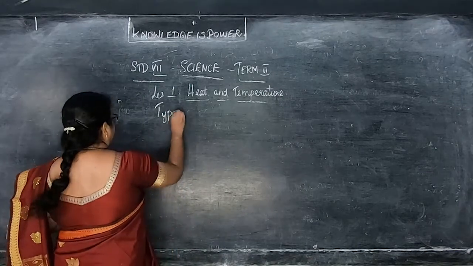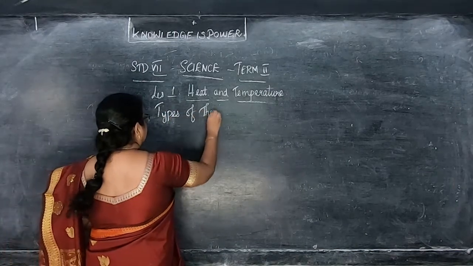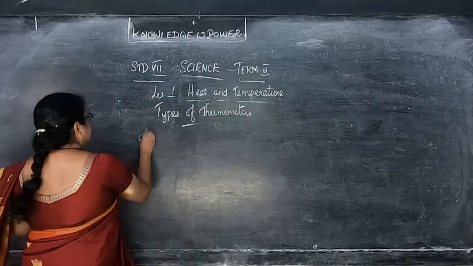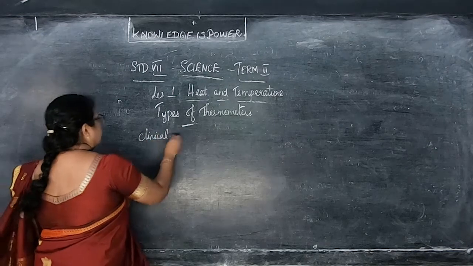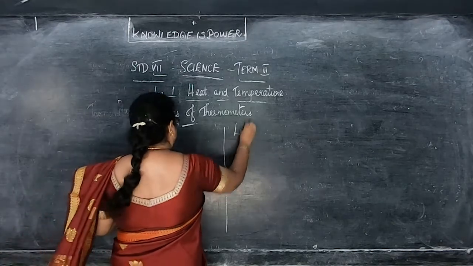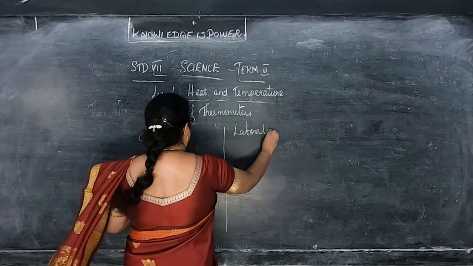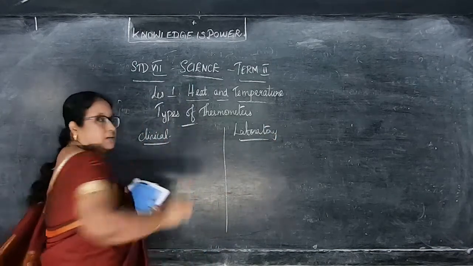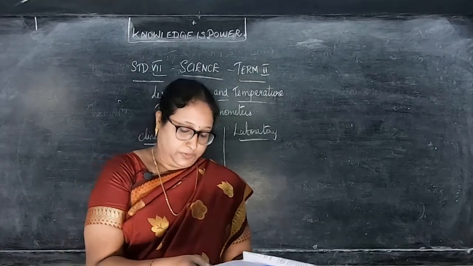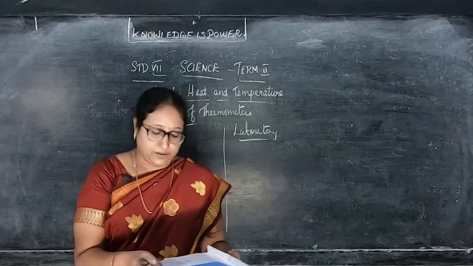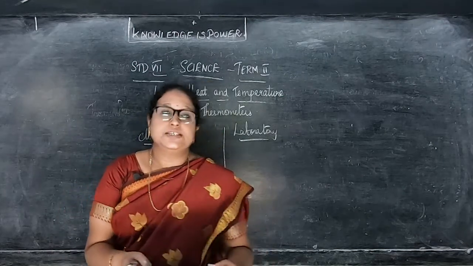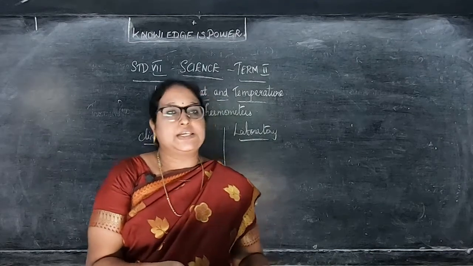Types of thermometers. Okay children, first is the clinical thermometer and another one is the laboratory thermometer. Now, the clinical thermometer. These thermometers are used to measure the temperature of a human body at home, clinics and hospitals. So if you go to clinics or hospitals, this clinical thermometer only is used to see the body temperature.